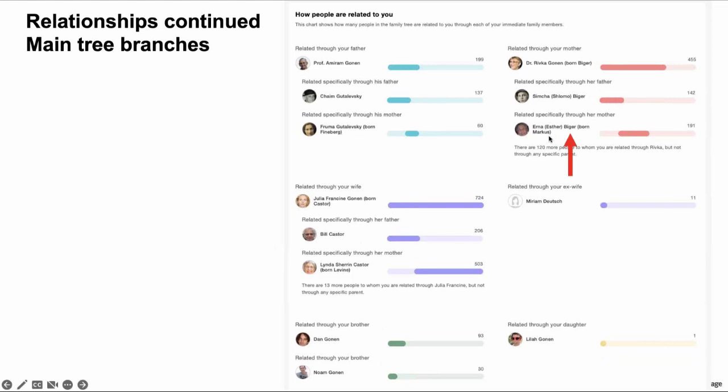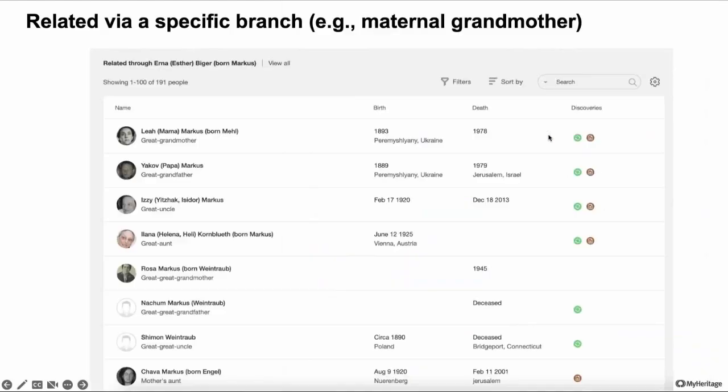So let's look at my mother's mother. If I click here, I will be able to see all those 191 people that are related to me through my mother's mother. And here they are. So this is another interesting thing, that this family statistics tool gives you the opportunity to do very complicated filtering on the list of people based on those criteria.